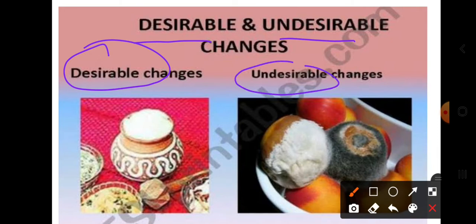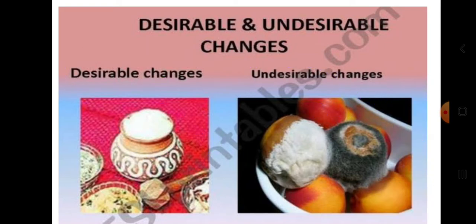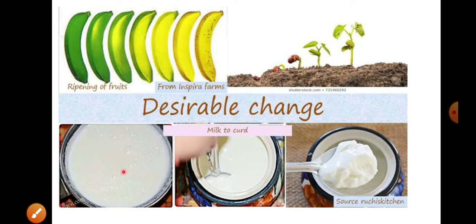So we are saying them as undesirable changes. Like here you can see desirable changes, that is ripening of fruits, formation of butter, extraction of butter. Yes, these are some of the desirable changes. So undesirable changes, if you will see, spoiling of food items. Yes, it is an undesirable change, an unwanted change. Yes, ripening of fruits, definitely it's a desirable change.